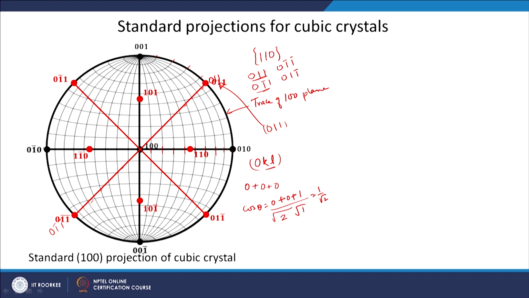Similarly, I can find out the trace for 011, which will be like this, and once I have plotted, I can bring it back to its original position. So, then you will have these two traces. This particular trace is for the 011 plane and this particular trace is for 01bar1, and obviously true for 0bar11 also. So, these two are the traces of these two particular sets of planes.